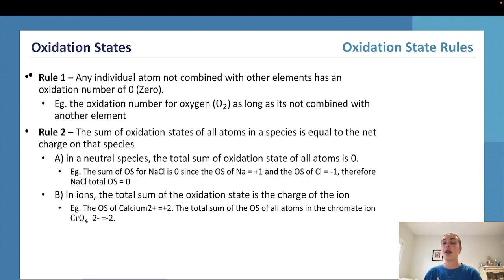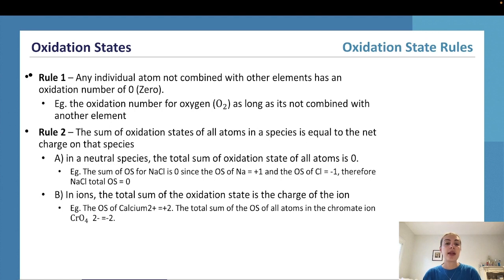Similarly, if you just had magnesium, Mg, it would also have its oxidation number being 0 because it's not combined with any other element. You could also have something like ozone, which is O3, and as long as that's not combined with any other elements, it's just O3 because it's purely made of oxygen. O3 would then be considered to have an oxidation number of 0.